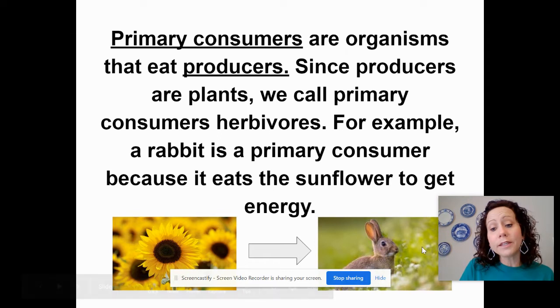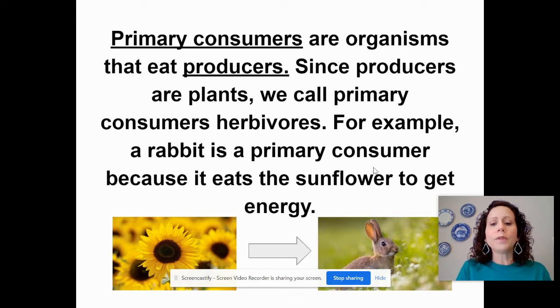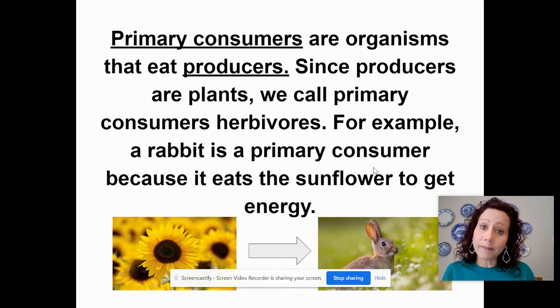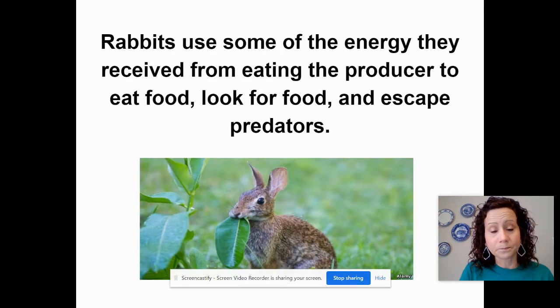Okay, so this primary consumer gets energy from the sunflower because it eats its leaves. So this primary consumer is getting a little bit less energy than the sunflower did because the sunflower used some of that energy that it got from the sun, remember? So as we move up in the food chain, those animals receive less and less energy from the animal before.